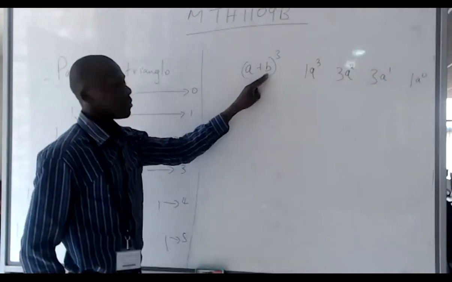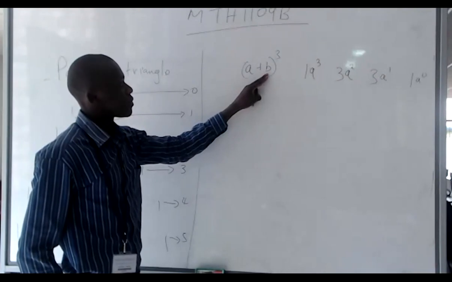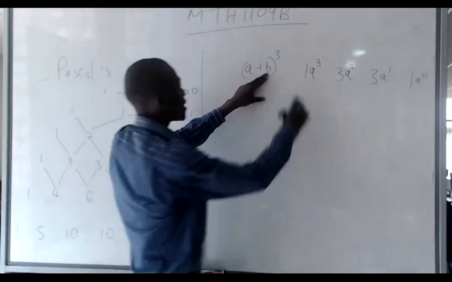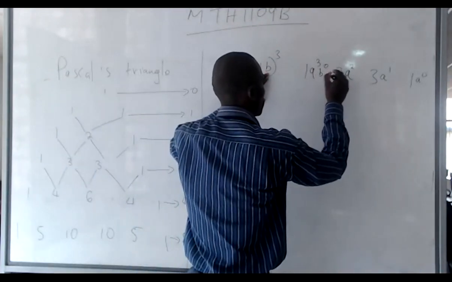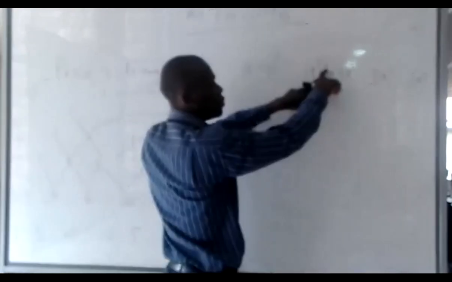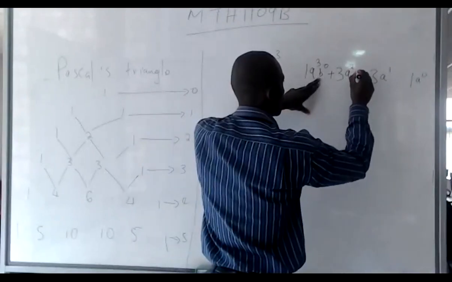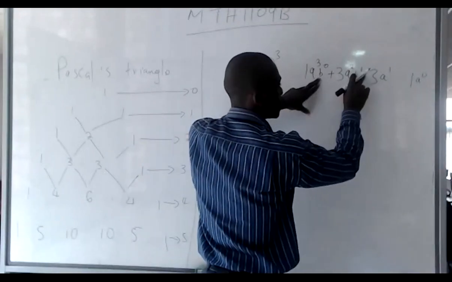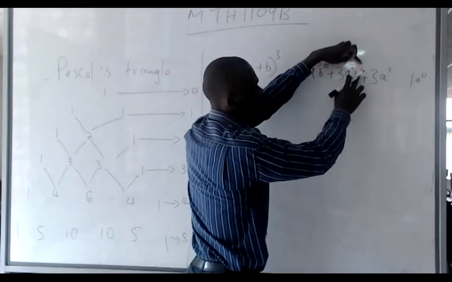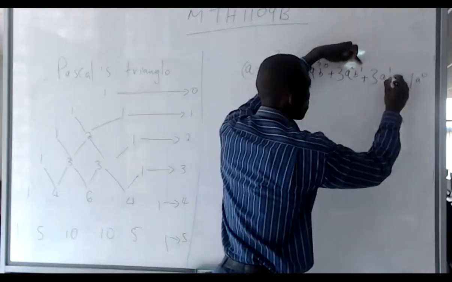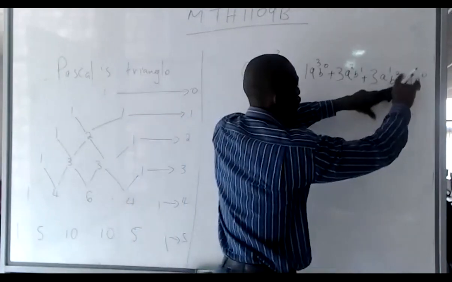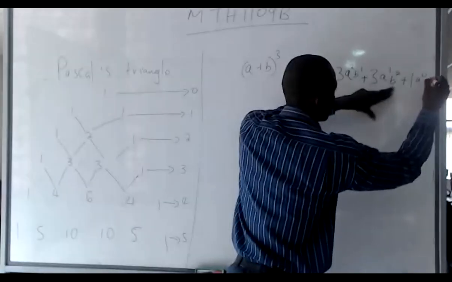Then you come to the second term, which in this case is b. Start with the lowest power, which in this case is 0. So in the first term, we have b raised to the 0. In the second term, we increase the power of b, so we now have b raised to 0 plus 1, which is b power 1. In the next term, we increase the power again, so b power 1 plus 1 is b power 2. Lastly, we increase the power of b from 2 to 3, so we have b cubed.